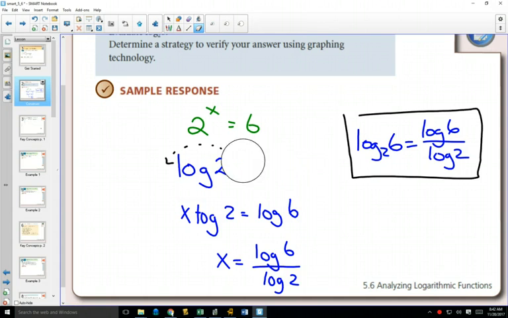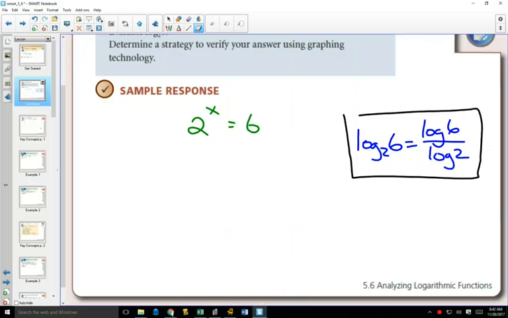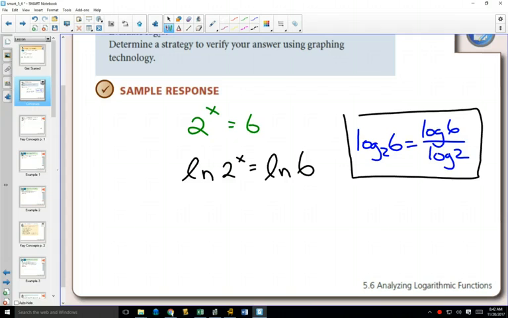Now, what would happen if instead of taking the log of both sides, I took the natural log of both sides? If I can take the log of both sides, does it make sense that I could take the natural log of both sides? And all of your log laws that you have work for any base. So what can I do with this x? I can expand and bring that x out in front.